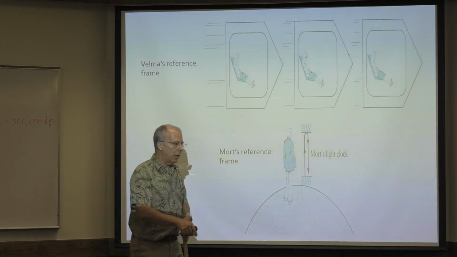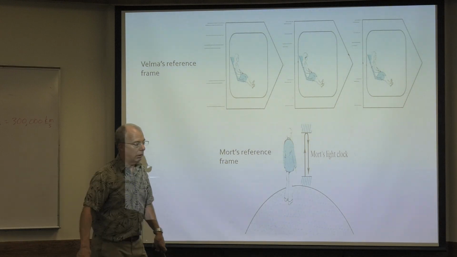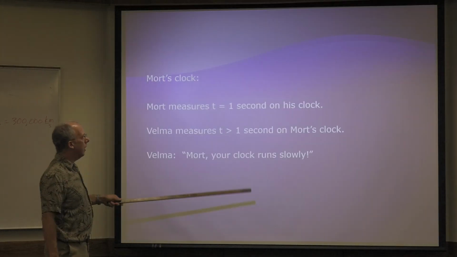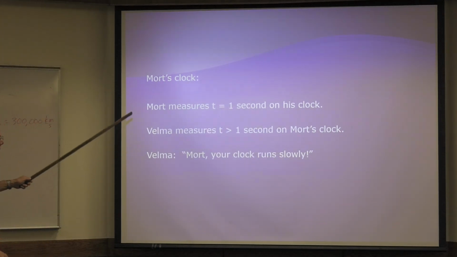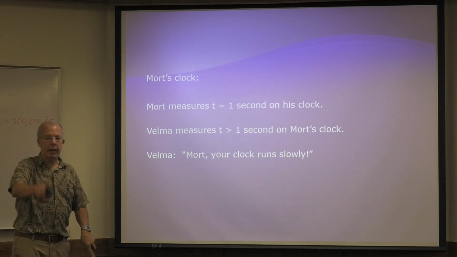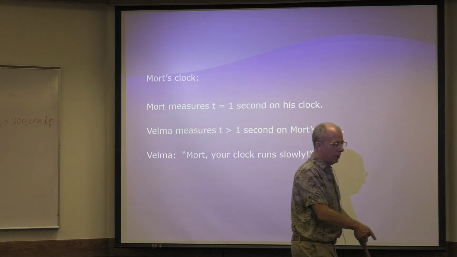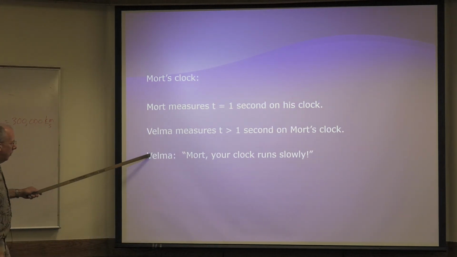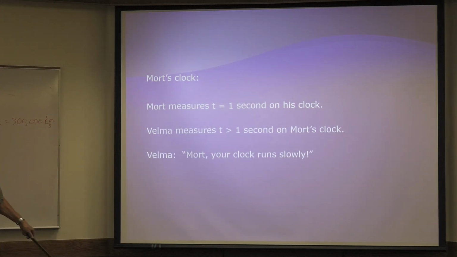So Velma sees the light, same thing, triangle. So Mort says a second. Velma says more than a second. So now we're focusing on Mort's clock. Mort says 1 second. Velma says more than 1 second. So Velma says, Mort, your clock is running slowly.